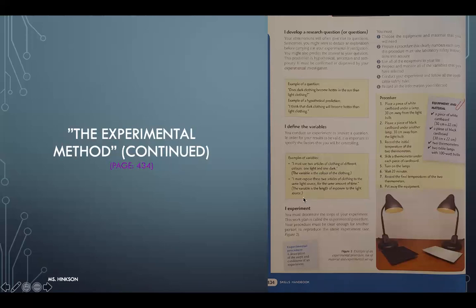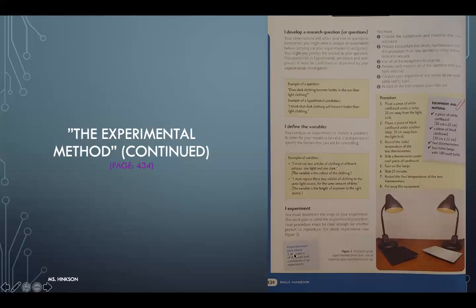All right, now you are actually going to conduct the experiment. Okay, so what step are we at? We're at 1, 2, 3. Step number 4, I experiment. So this is the actual experiments happening. You must determine the steps of your experiment. This work plan is called the experimental procedure. The procedure must be clear enough for another person to reproduce the same experiment. See figure 2.